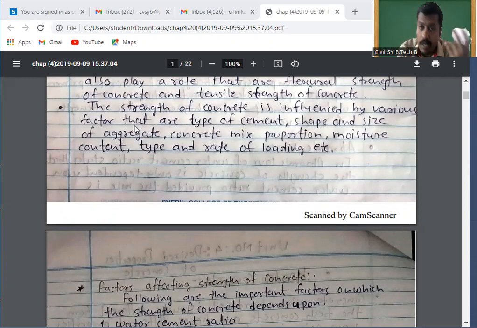Then what type and rate of loading there is. We have already discussed the types of loading, like the self weight of the concrete, live load, wind load, snow load, impact load, or any other loads acting on the body. Maybe you are just going to compress one concrete structure, and you are going to test how much load it is going to sustain. So the type and rate of loading we also consider.